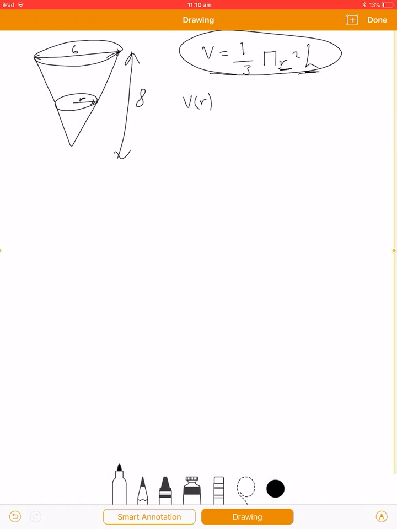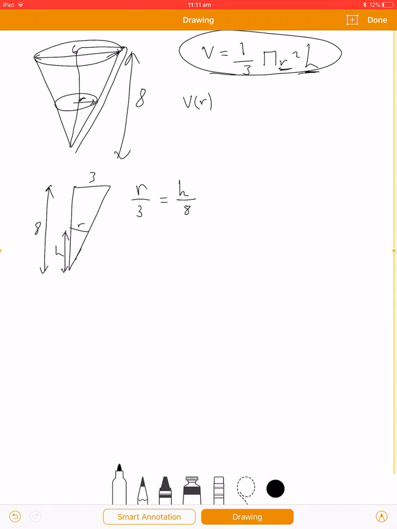So to do that, we can draw a two-dimensional cross-section of the cone where this is 3, being that this area here is what we're drawing. This is R. This here is H, because it's the depth of the water or the height of the water. And this length here is 8. Similar triangles tells us that R divided by 3 equals H divided by 8.